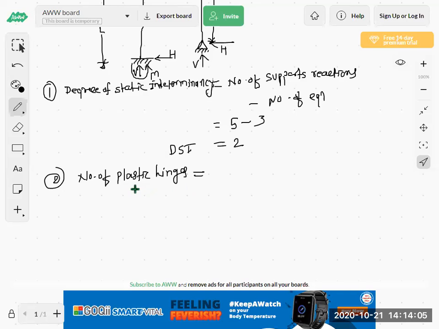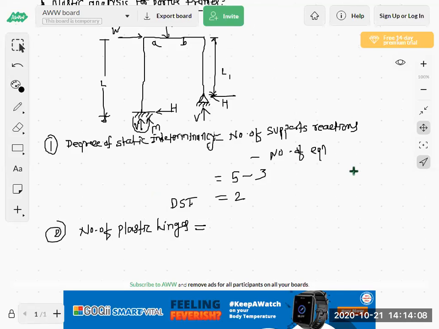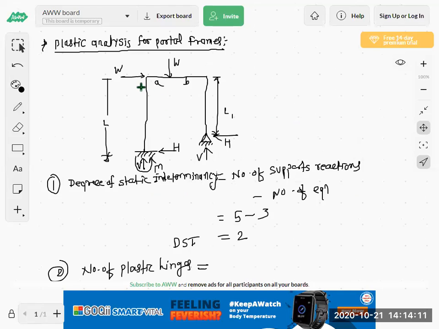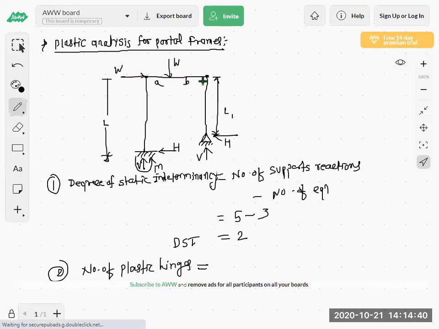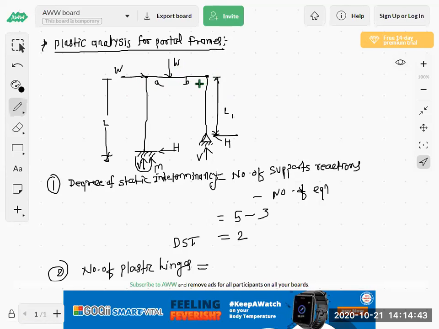So plastic hinges must be formed. So here at minimum 2 plastic hinges should be formed in the frame. Where? At this joint and at this joint. So at minimum these 2 plastic hinges are supposed to form, then we can go for the plastic analysis. Are you getting? Forget the W load, horizontal and vertical load. Only consider the first joint and second joint. At least at these 2 positions, the plastic hinges should be formed.